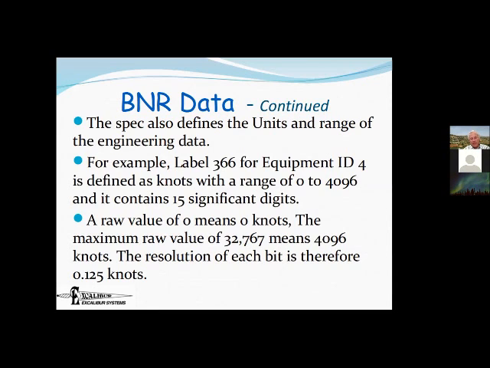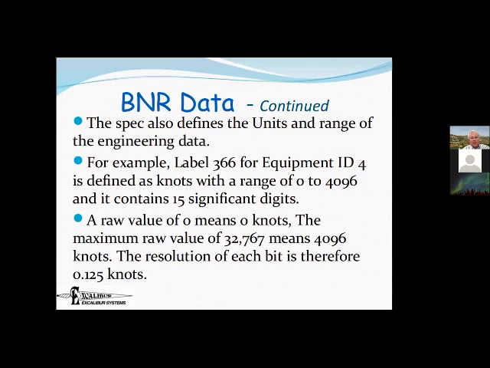Plus it has 15 significant bits. All of these fields are in there. Now, the immediate question jumping to your head is, if we just said that 15 significant bits gives us 32,000, technically 32,767 possibilities, then why is the range only 0 to 4096? Why isn't it 0 to 32,767? It's actually 32,768 possibilities because 0 is a possibility as well.